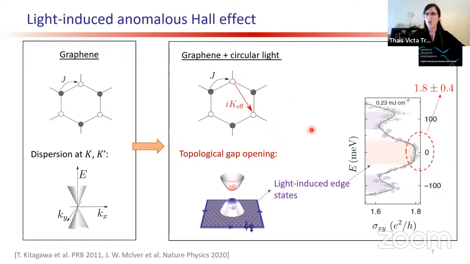Okay, so the fact that they could observe this quantization is a very successful proof that Floquet engineering can be used to tune materials. There are many other examples where this technique was applied. For example, Floquet engineering was also used to induce topological states in twisted bilayer graphene. There are also works on light-induced superconductivity and so on.